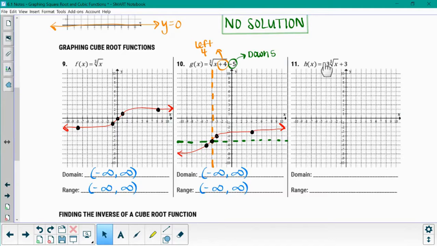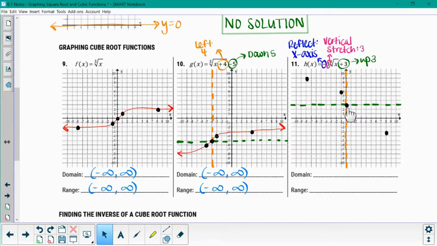Now, for number 11, I do have a couple more transformations. I have been reflected across the x-axis. I have a vertical stretch of 3, and I've been moved up 3. So my y-axis is going to remain the same. However, my new x-axis has been moved up 3. Now, I'm going to reveal my points first, and then I'll explain how I got them where they are. So normally, again, (0, 0) is just going to be at the origin. Nothing special ever happens to that, but I do have the point (1, 1).